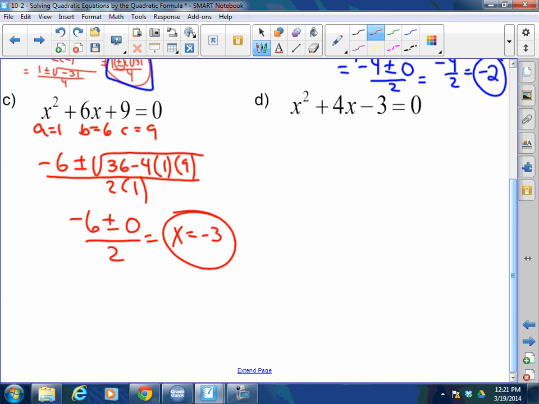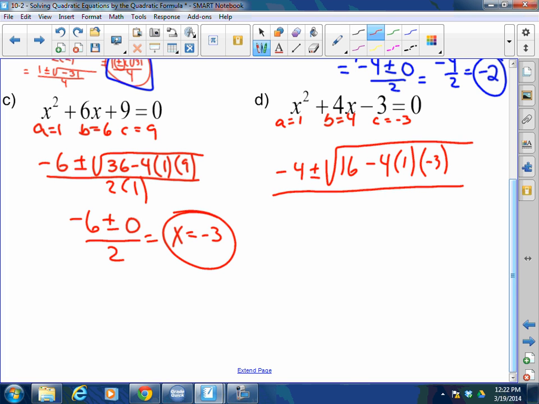It has one solution only. For D, A equals 1, B equals 4, C equals negative 3. Negative B plus or minus the square root of B squared, which is 4 squared, 16, minus 4 times A times C, over 2 times A, which is 1. So that's negative 4 plus or minus the square root of 16 plus 12, which is 28, over 2.